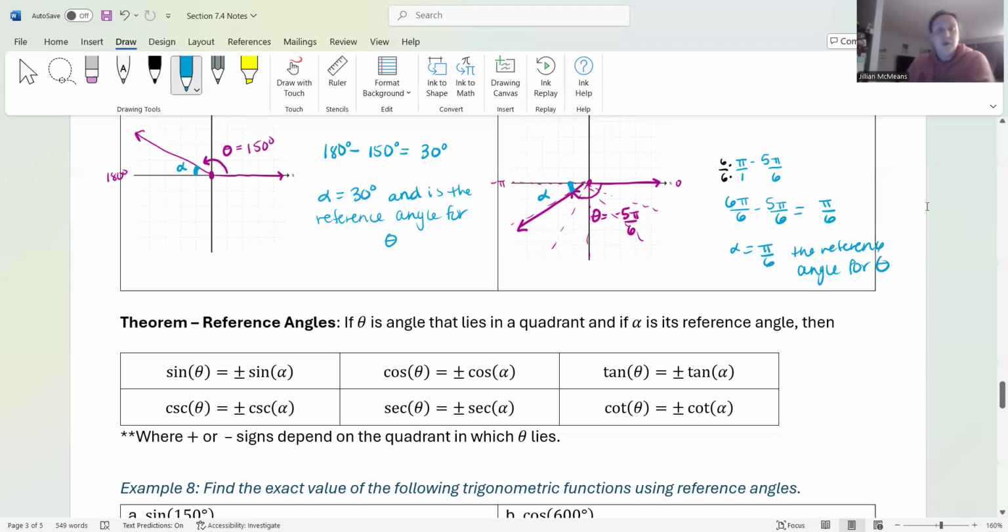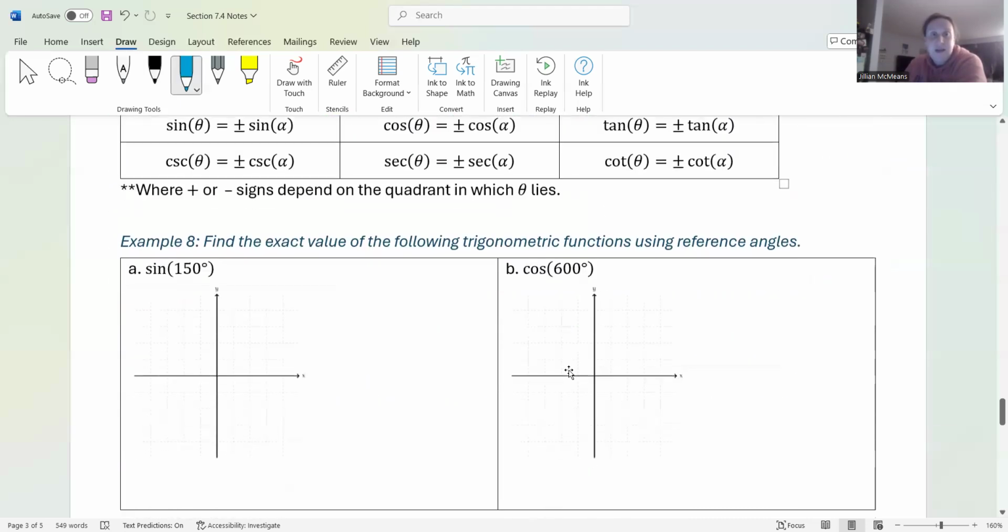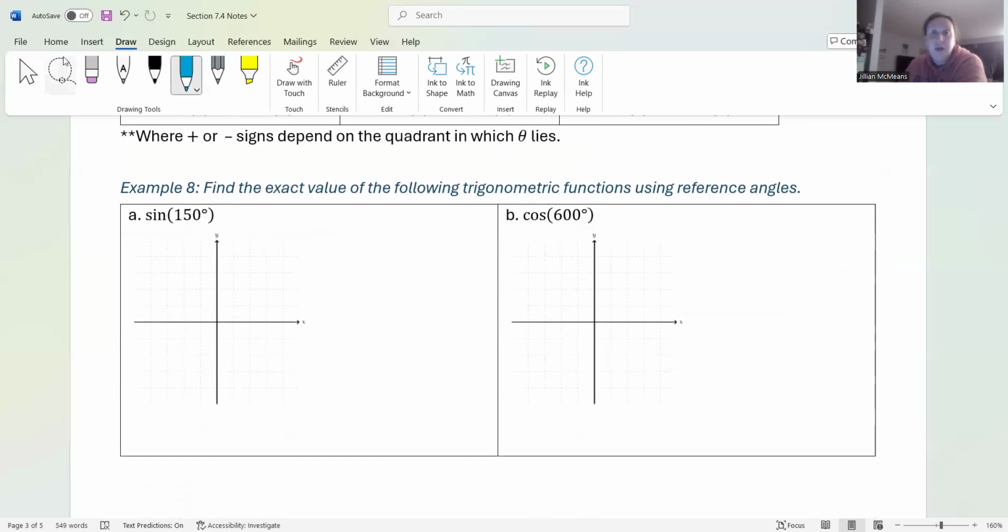Okay, so for example 8, it says find the exact value of the following trigonometric functions using reference angles. So remember, sine of theta is going to equal sine of alpha, its reference angle. We just have to be mindful of the quadrant that sine lives in, or whatever the trig function is, okay? So in this case, we have sine of 150 degrees. We already kind of know what 150 looks like. We drew it a minute ago, okay?